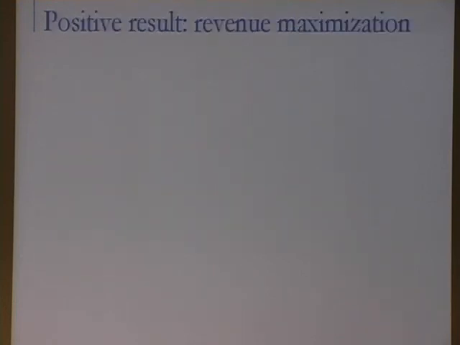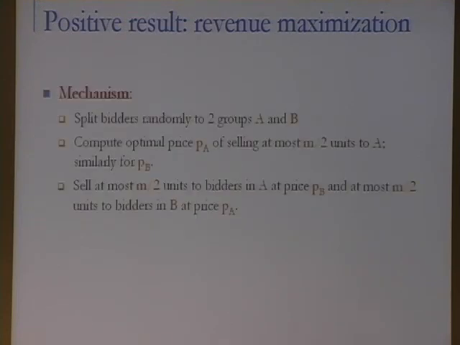We can also give an accompanying positive result, which is a truthful auction which maximizes the revenue by breaking some of those natural assumptions. Let me tell you what the mechanism is. It splits the bidders randomly into 2 groups, A and B, and it computes the optimal price, PA, of selling at most half the units to the bidders in A. And similarly it computes a price PB, which sells at most half the units to bidders in B.